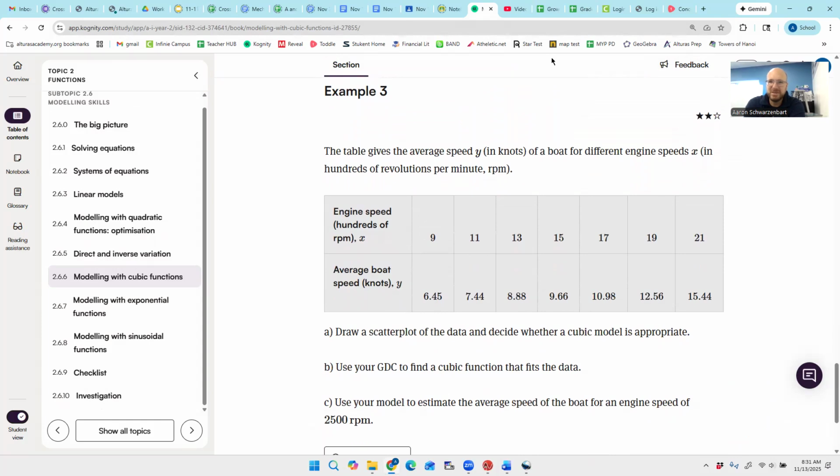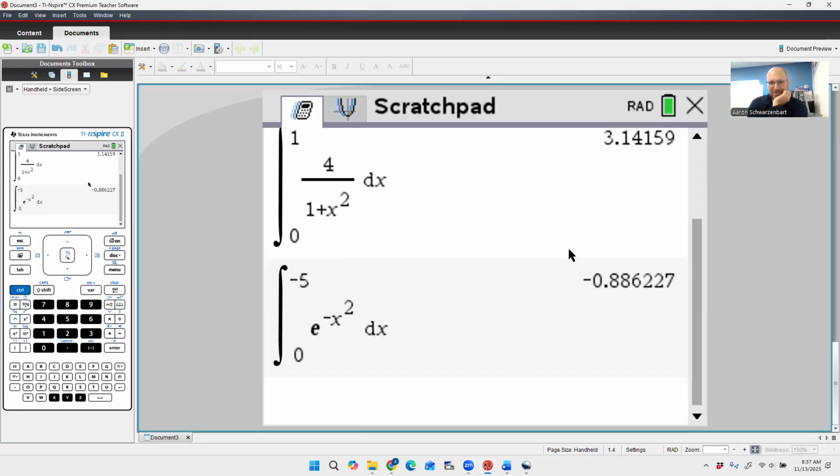Fitting a cubic model to data. Doing a cubic model. Let's do this modeling because I think you could use a review on the Inspire. So we're going to put this in the Inspire. Do you remember how to do that? 9, 11, 13, 17, 19, 21.